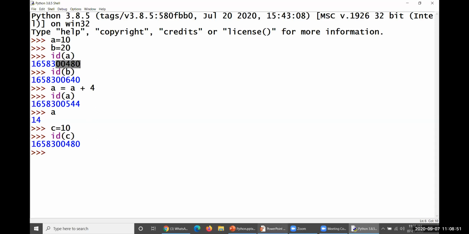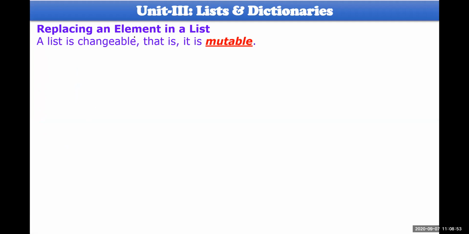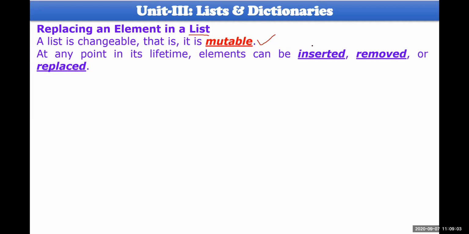Whereas a list is mutable. Yes, you can change the values. You can insert new values, in the sense append new values to the list or insert new values to the list, and you can remove values from the list and you can replace the values on the list. You can perform all these operations. Let me show you how this could be.